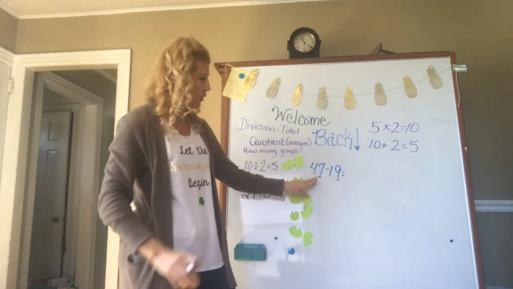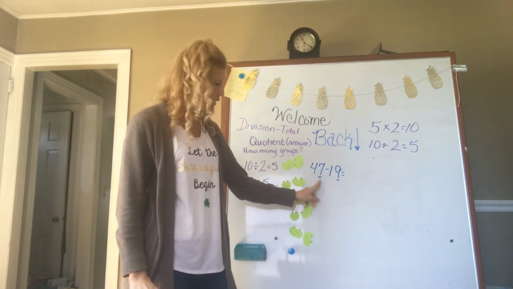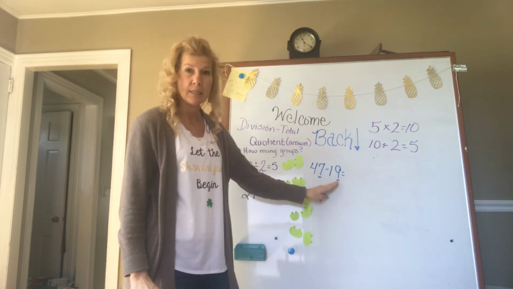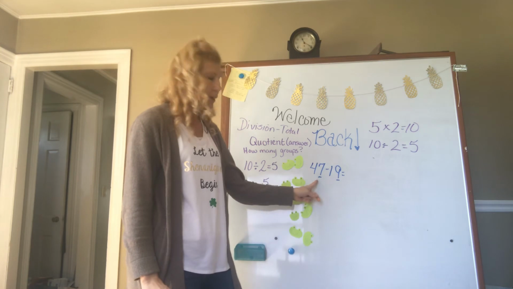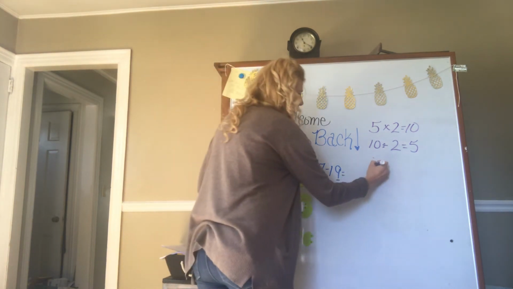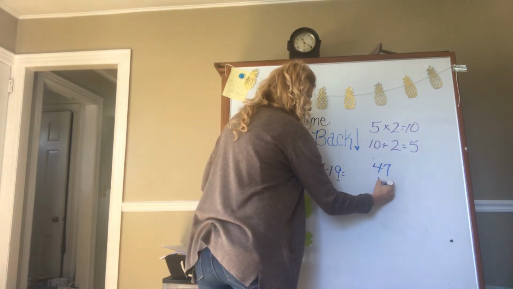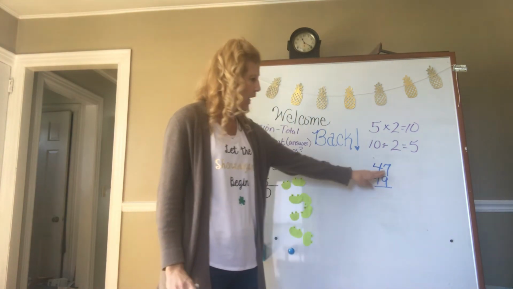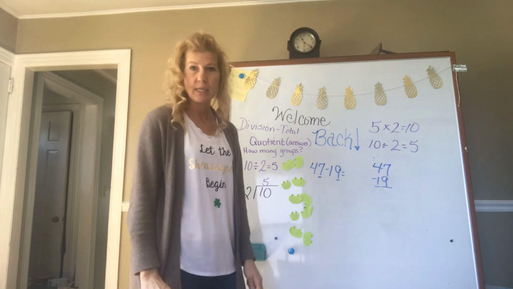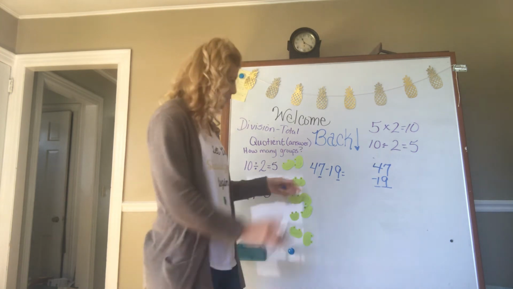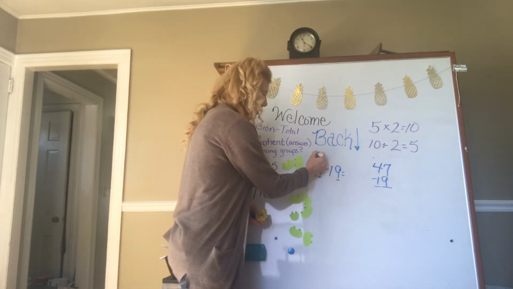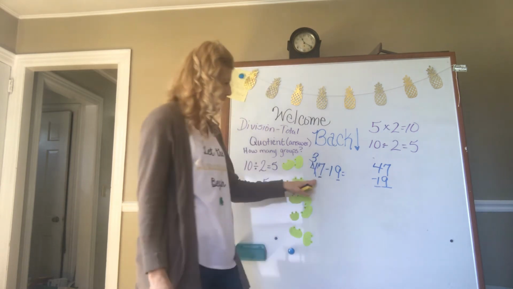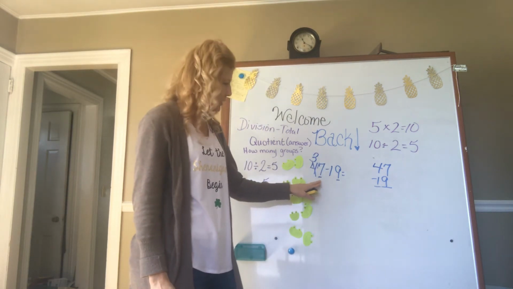Okay, so we underline the 7 and the 9 because in 47, 7's in the ones place. In 19, 9 is in the ones place. Now it's just like writing it up and down, vertically. Okay, 7 is smaller than 9. So I cannot take 7 away from 9, I have to borrow. I go to the 4, cross it out, I'm left with 3, and now this becomes 17.